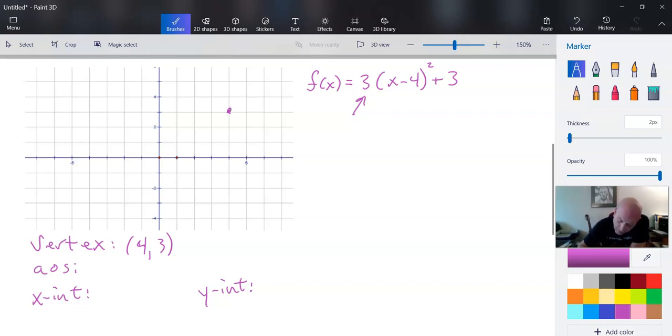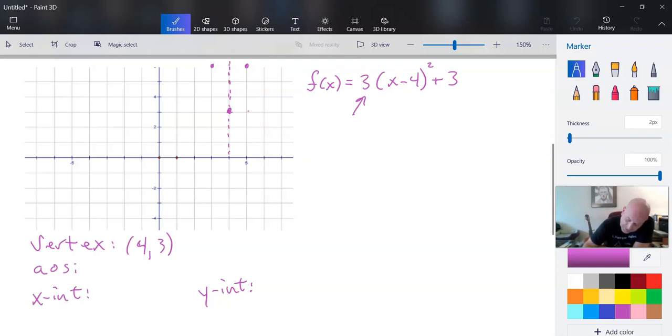Now, looking at A, what this is telling me is that if I move 1 to the right, I'm going to move 3 units up. That's what that is telling me. And again, over here, if I move 1 to the left, I move 3 units up for the next point. Okay, so I already have a pretty good idea of what this graph looks like. Now, that also gives me the axis of symmetry. You notice I really haven't done any computation yet. I'm just reading the form.